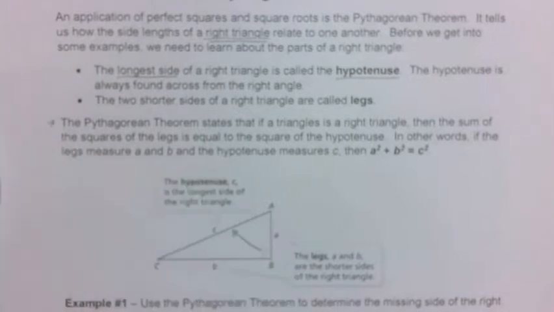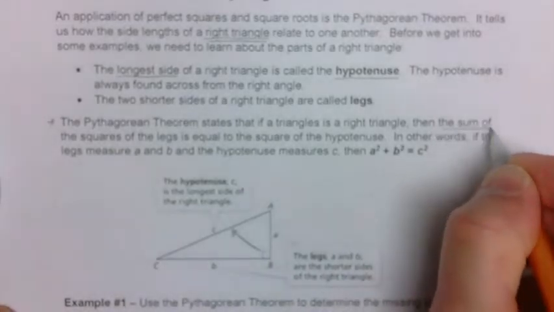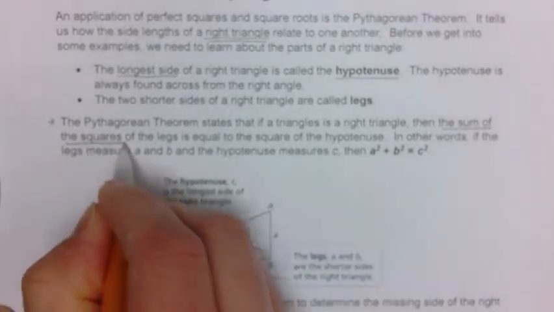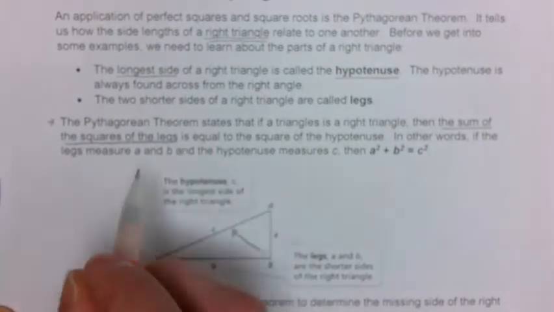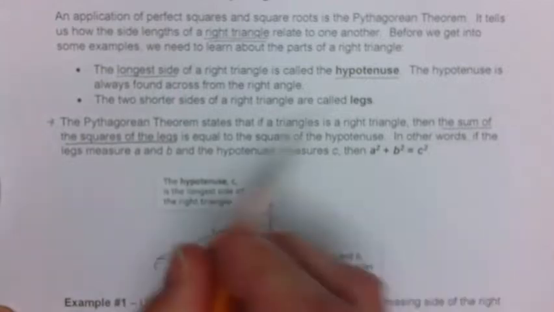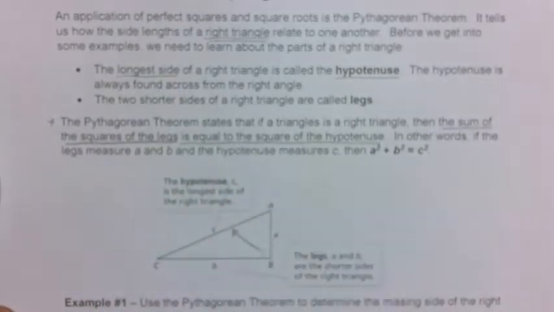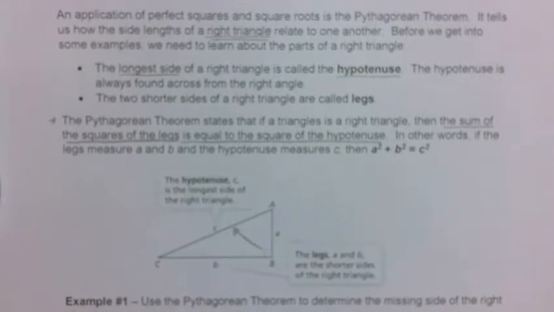The Pythagorean theorem states that if a triangle is a right triangle, then the sum of the squares of the legs is equal to the square of the hypotenuse. The sum, so we're going to be adding the squares of the legs. Whatever values the legs are, if I square those legs and then add them together, that's going to be equal to the square of the hypotenuse, which is the longest side.